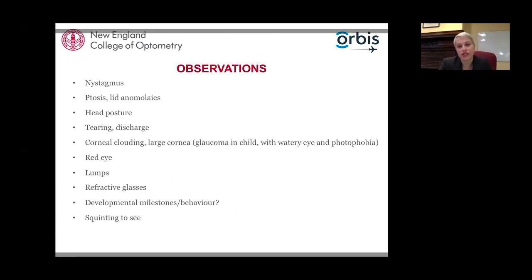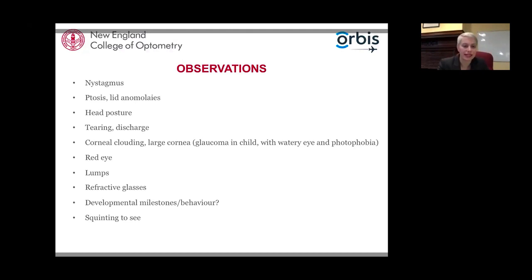Also, some general observations, like I mentioned before, having a spot where your examiners can write down if they see nystagmus, so some shaking of the eyes, if they see one lid drooping, if their head posture is to the side, if there's any discharge, if there's any corneal clouding, if there's a red eye, lumps or bumps that look unusual. If the person wears glasses, it would be great to note that down. And if there's any behavior that anyone's concerned about, such as squinting, or maybe the child isn't developing how the parents expected.